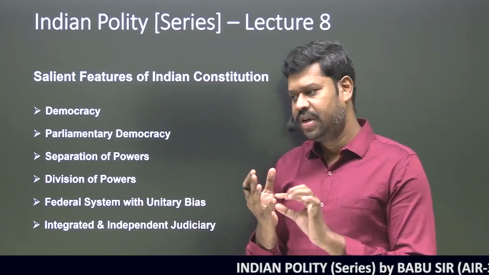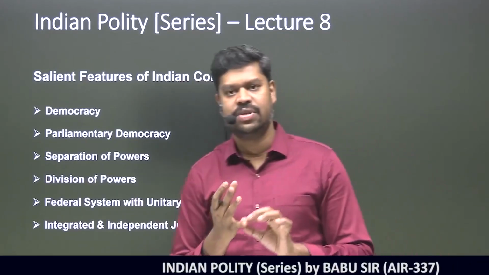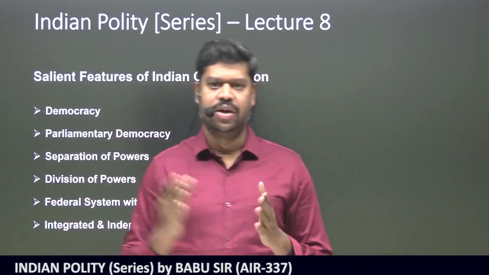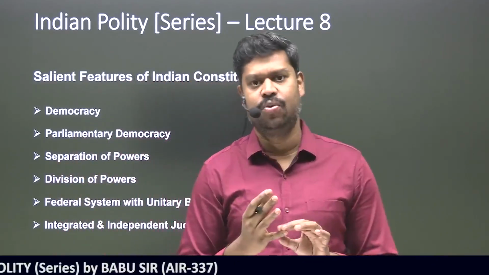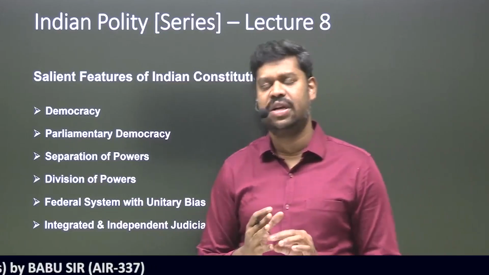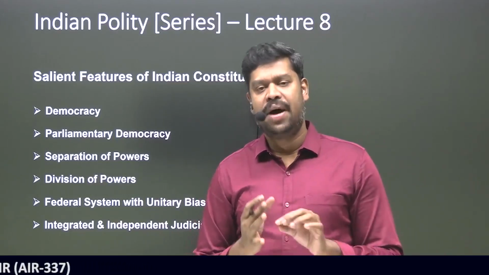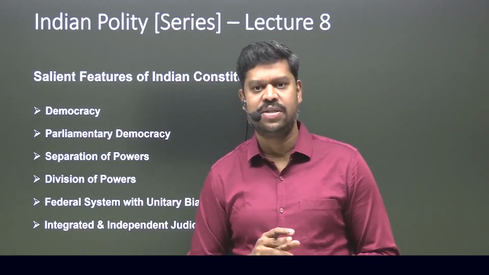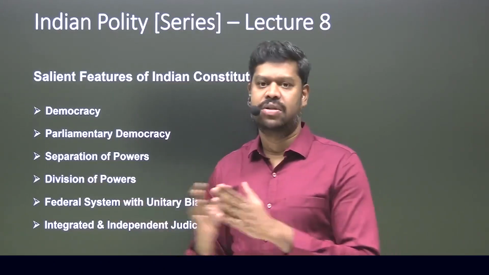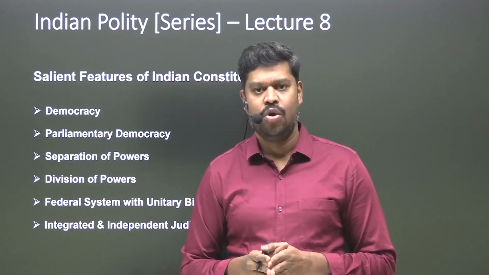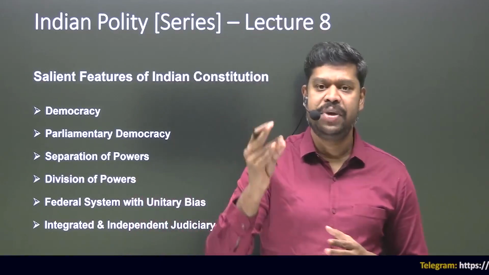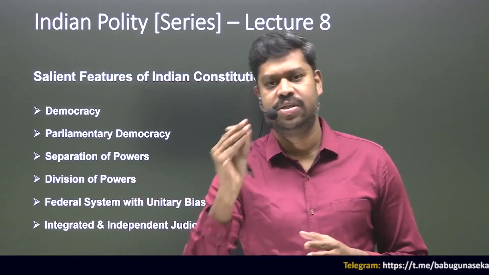So one of the essential features of democracy is universal adult suffrage. Everybody is given the right to vote. Is that sufficient to be a democracy? Apart from that, to consider it a democracy, it should also have free and fair election. That is also very, very important. Even before going to free and fair election, there should be periodic election. That is also an essential feature of democracy.